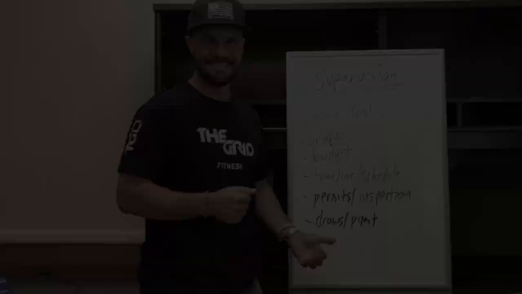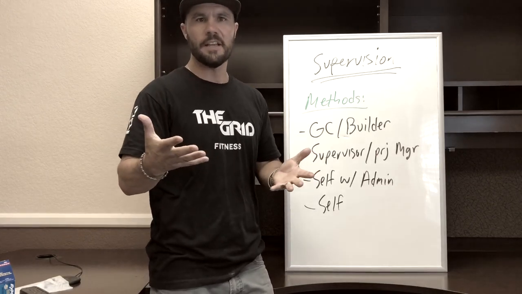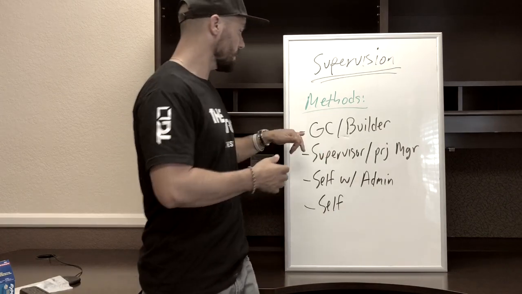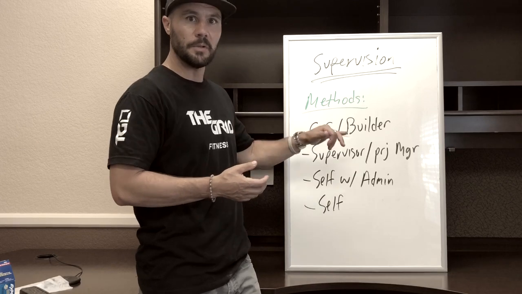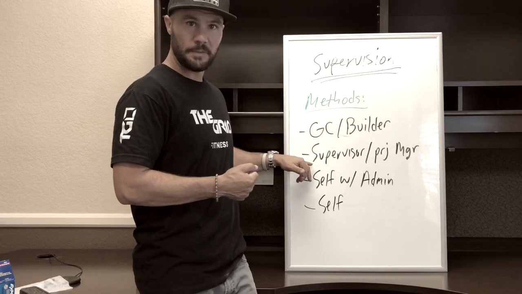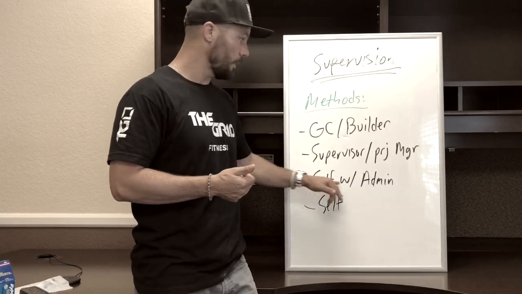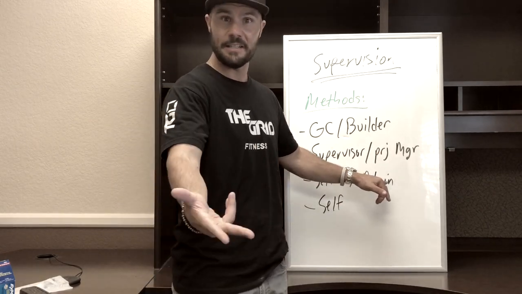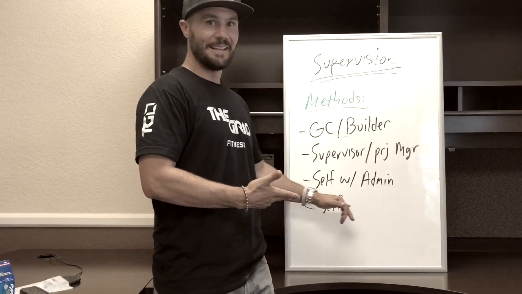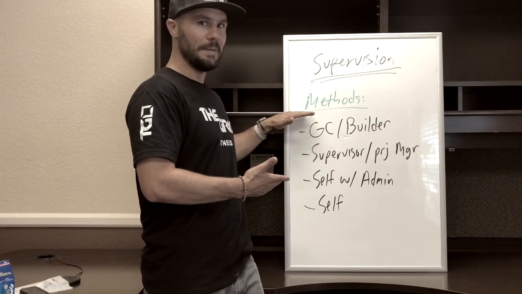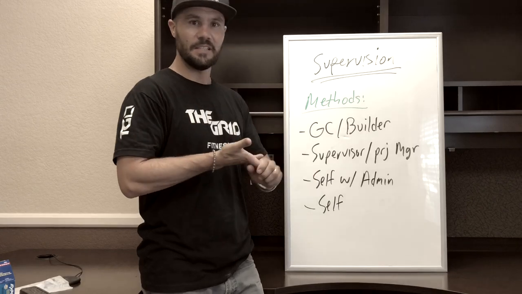Okay, so here are the four different methods that you can manage a project. First of all, you can get a GC or a builder, a general contractor or a builder. The second method is a supervisor or a project manager. Or you can manage it yourself with an administrative assistant, or you can manage it entirely yourself. So we start with the most outsourced to the least outsourced, and there are basically these four different methods.